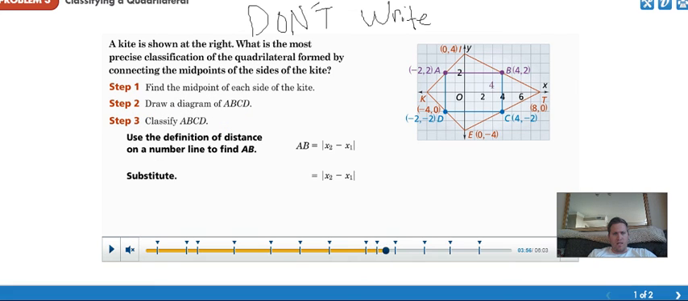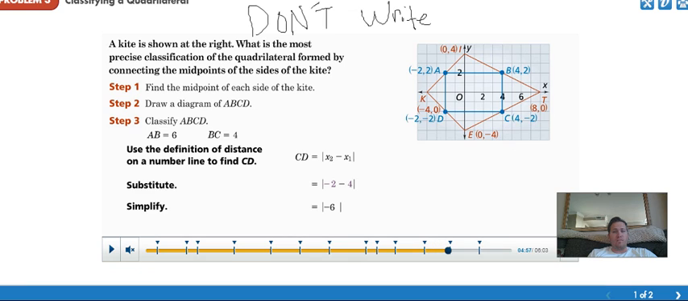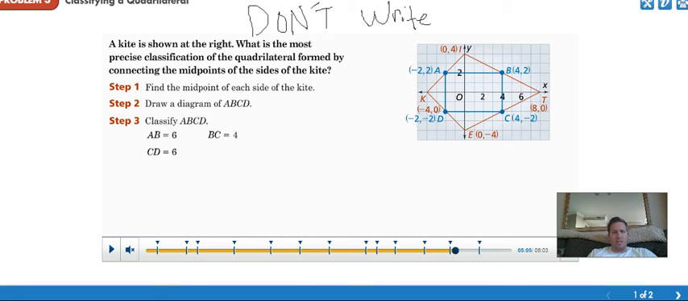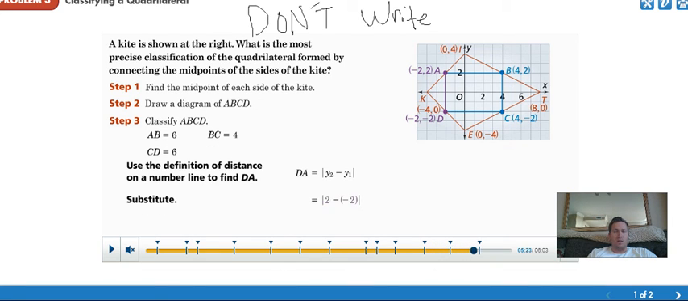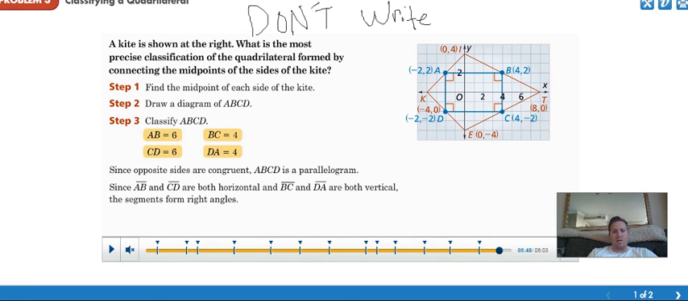So it says it's finding the distance of each of the lines, so that's 6. This one is 4, BC is 4. Found the distance of CD, which is 6. And the last one, which is 4. So we know that since opposite sides are congruent, then this is a parallelogram.